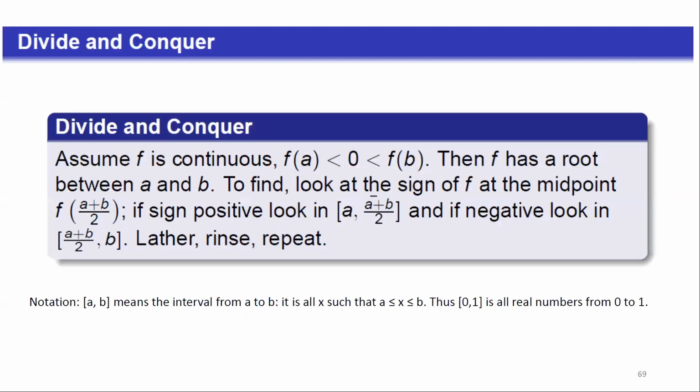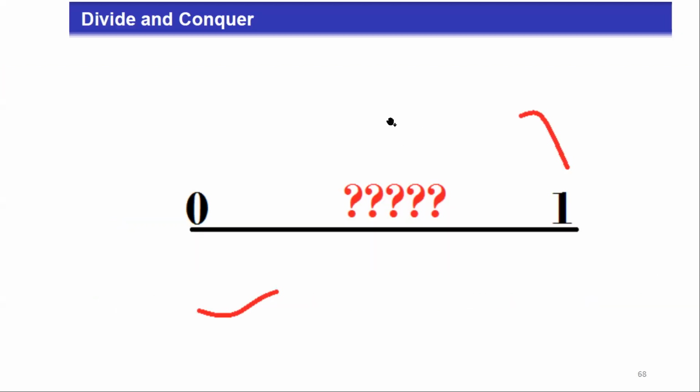And this is just writing it in more math speak. So assume our function is continuous. That means it has no breaks. It's negative at a. It's positive at b. Then f has a root between a and b. And to find it, we can look at the sign of f at the midpoint. If the function is positive here, then the root has to be between 0 and here. If it's negative, it has to be between the midpoint and 1.